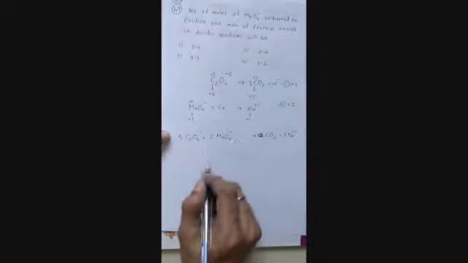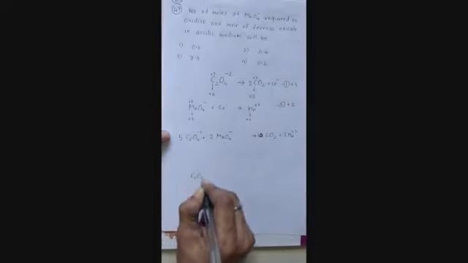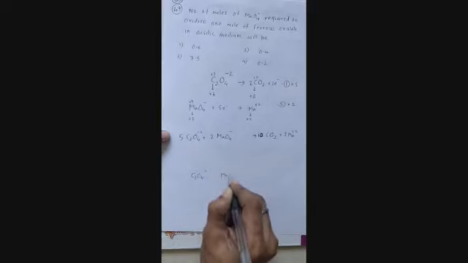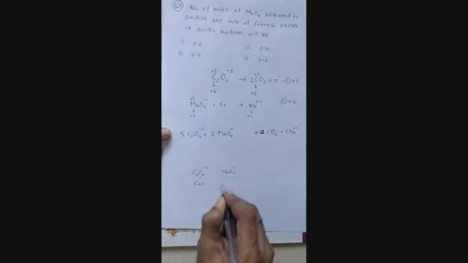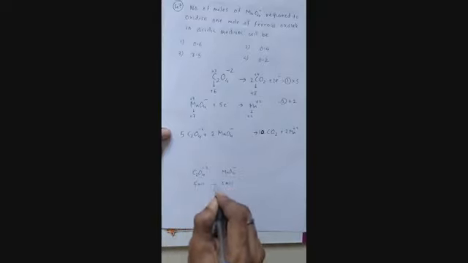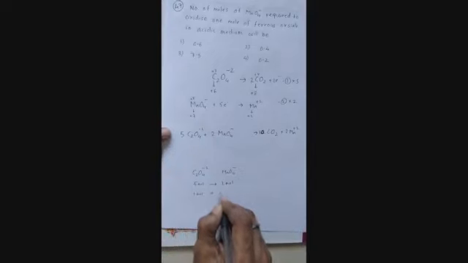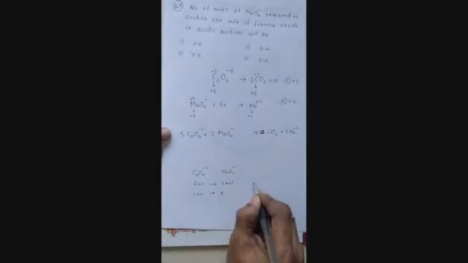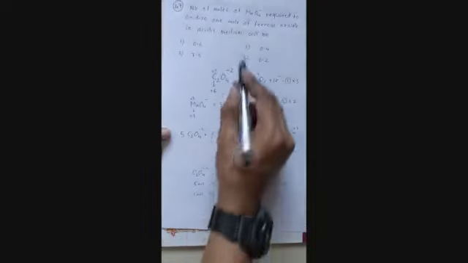We need to find what number of moles of MnO4 minus required. So here again I'm just writing it, C2O4 minus 2 and MnO4 minus, 5 moles of this requires 2 moles of this, correct or not? So 1 mole of this will require how many, correct or not? So X is equal to cross multiplication, that is 2 by 5, that is 0.4 mole is your answer. If you all see, this is your answer.